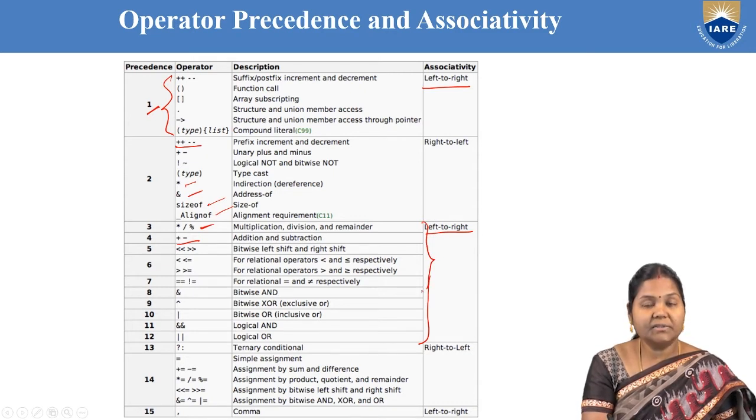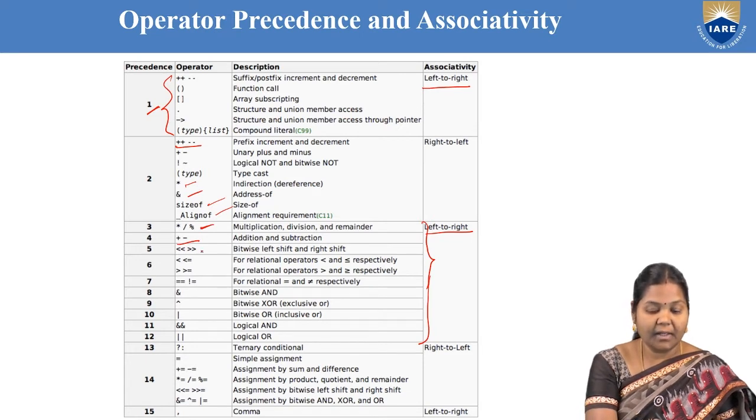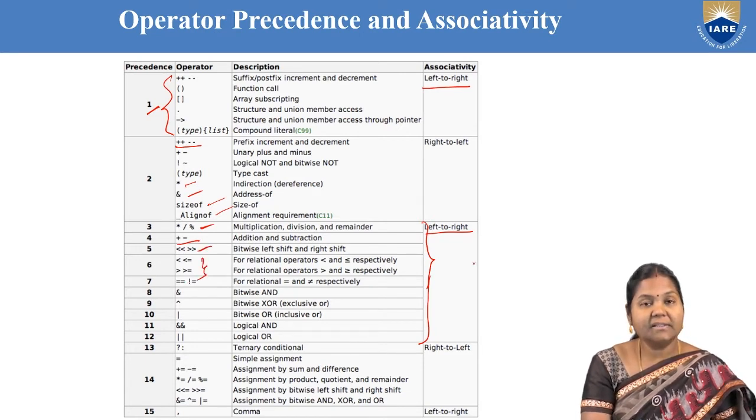Now the fifth highest is your bitwise shift operators, shift left and shift right. Then you have your relational operators, less than, less than or equal to, greater than, greater than or equal to, having the next highest priority. Then followed by your comparison operators, equality comparisons. Then you have bitwise AND, then bitwise XOR, then bitwise OR, then the logical operators, logical AND and OR, and then your ternary or conditional operator.